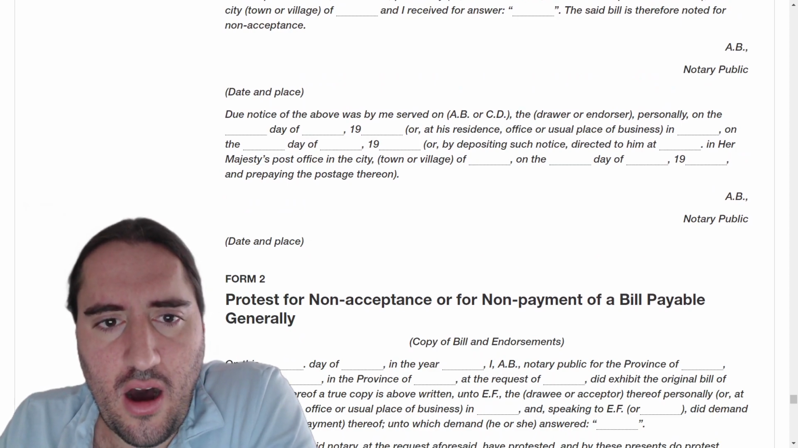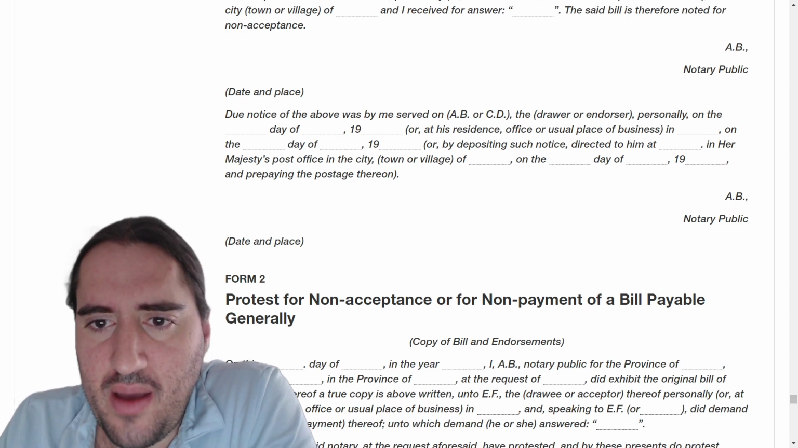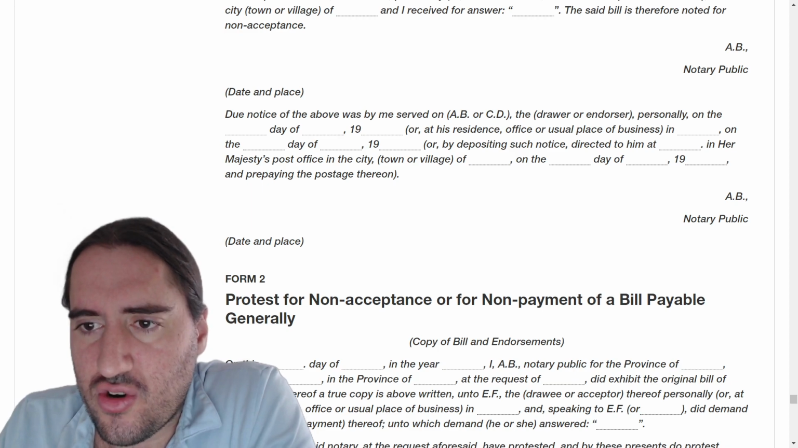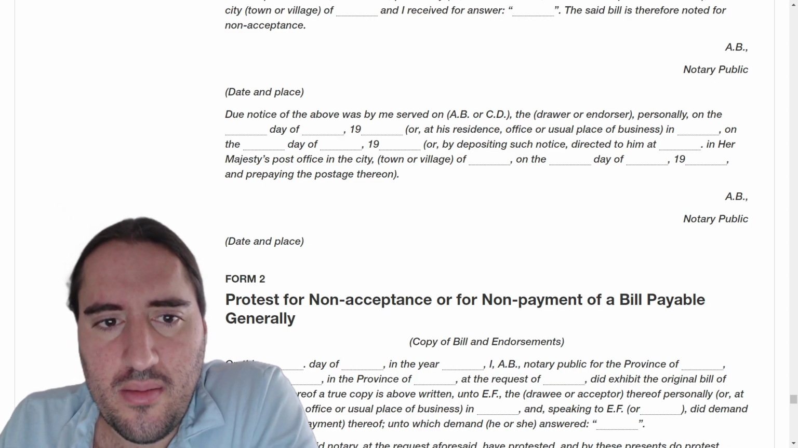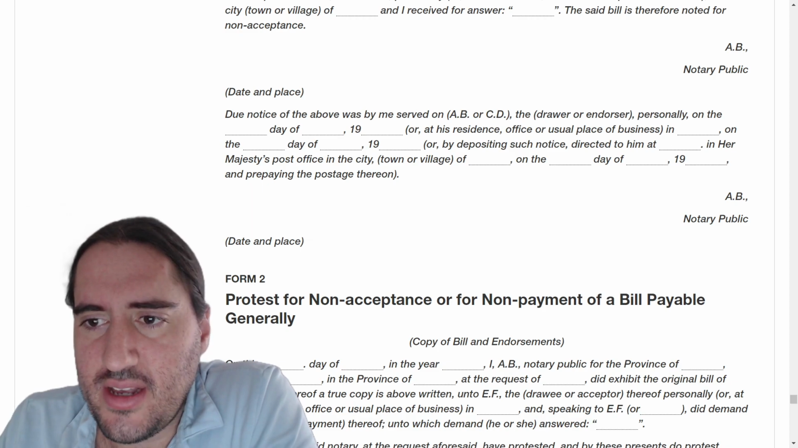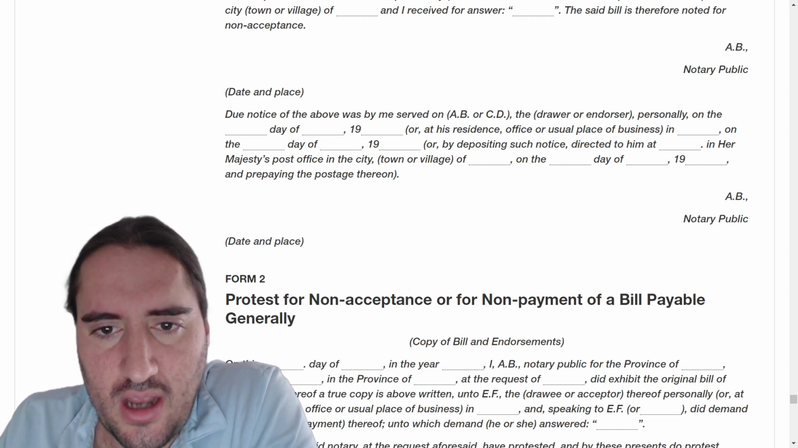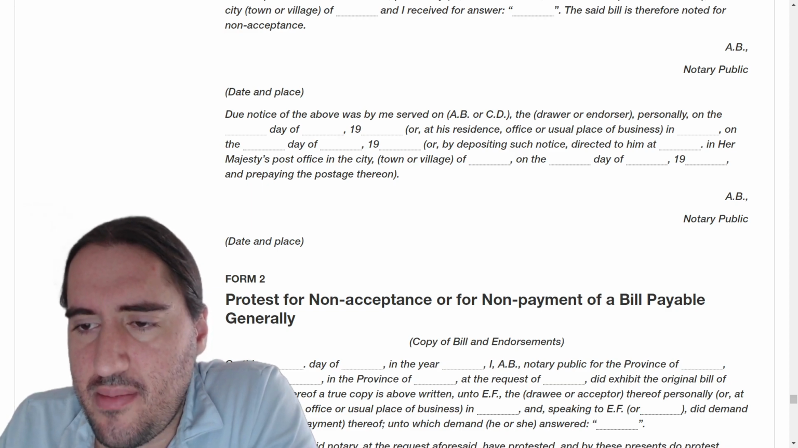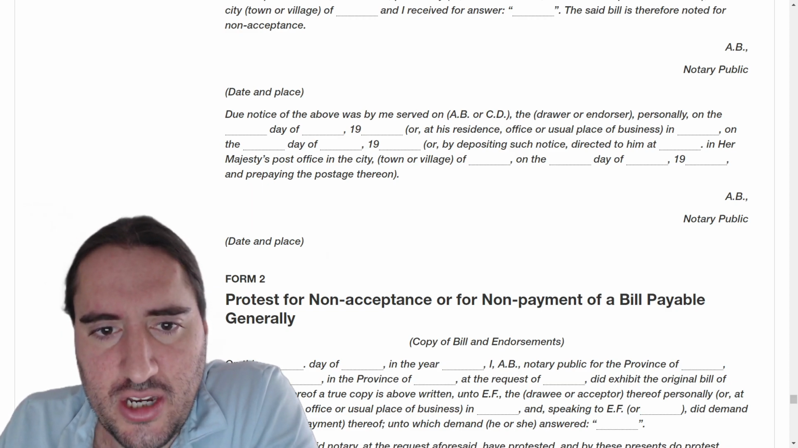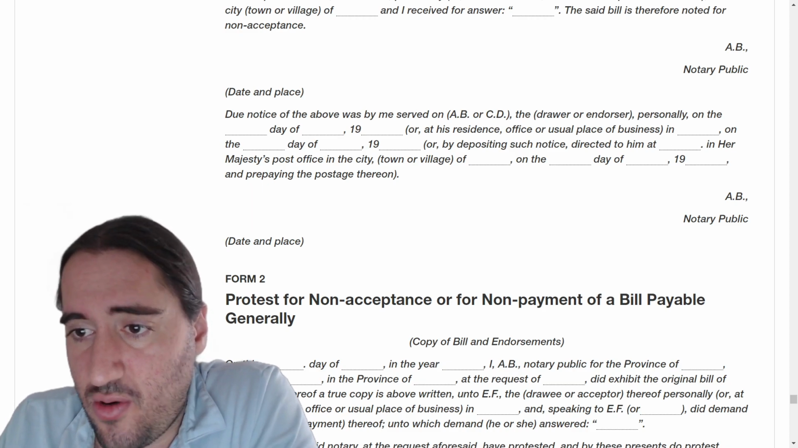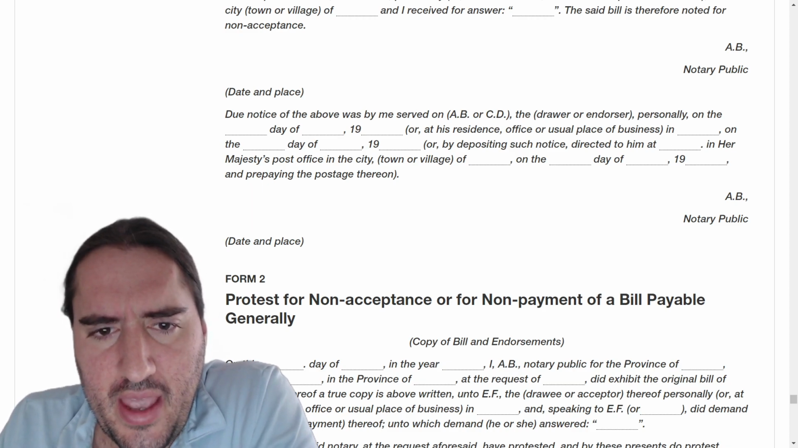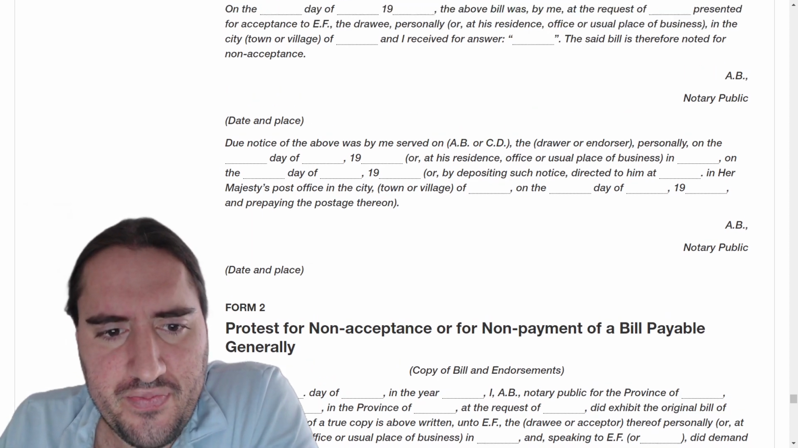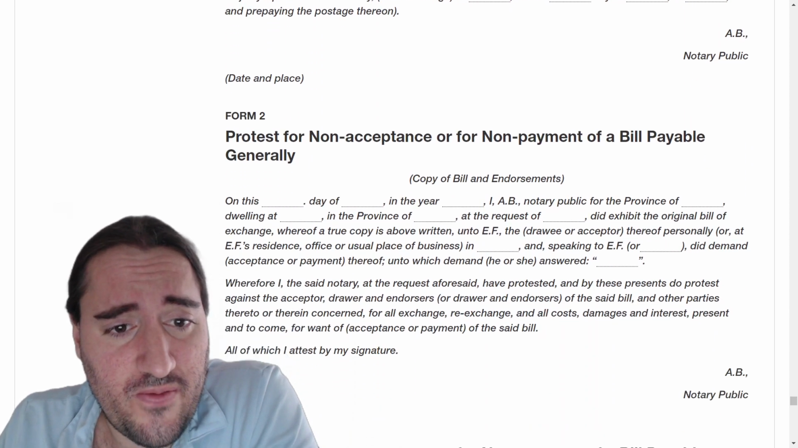Due notice of the above was served by me on the drawer or endorser personally on the blank day of whatever year, or at his residence in wherever it is, on whatever day it was, or by depositing such notice directed to him in Her Majesty's post office in the city of wherever it is, on whatever day. So you could use this and fill in the blanks.